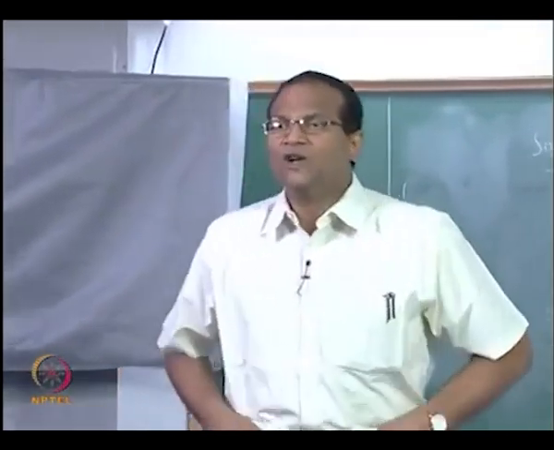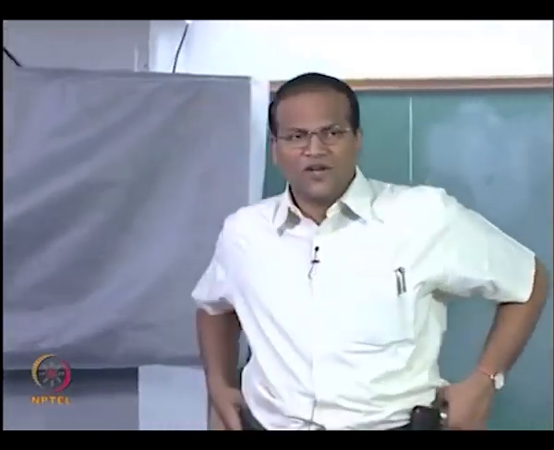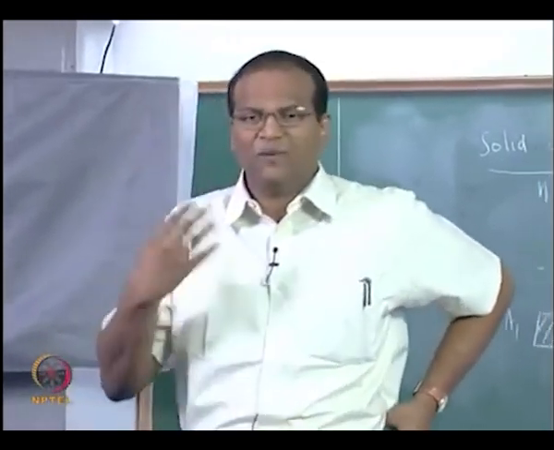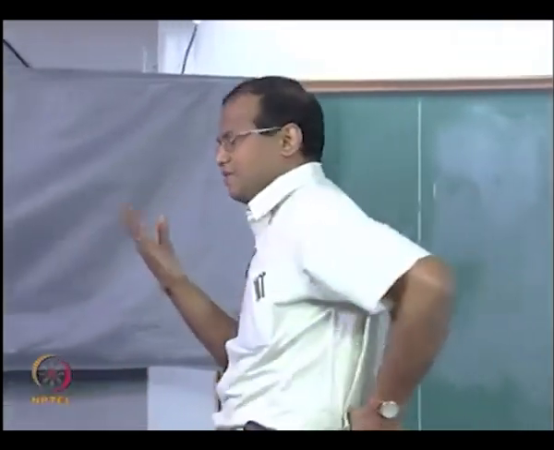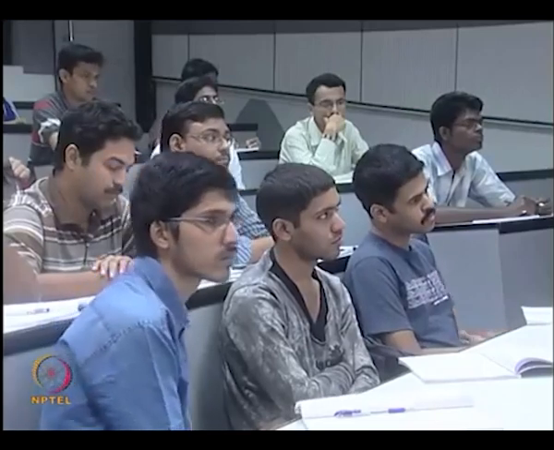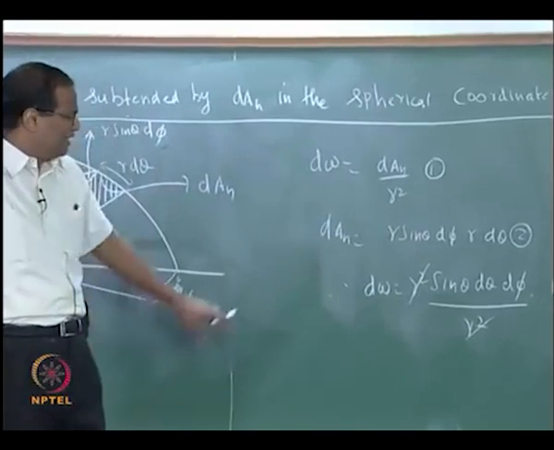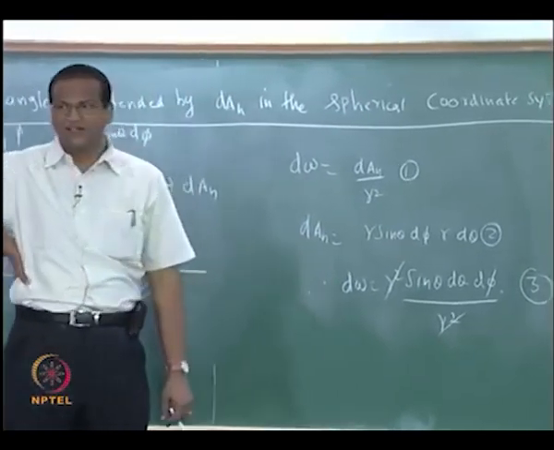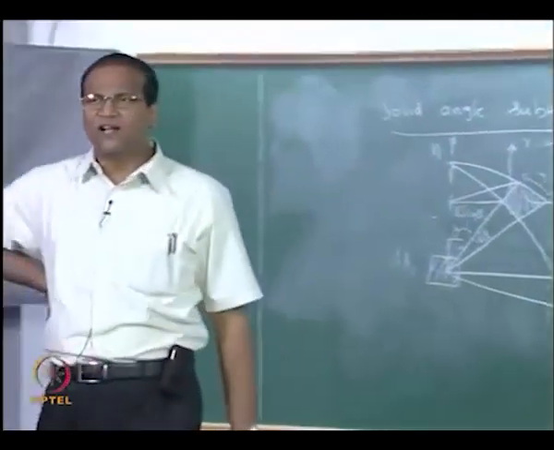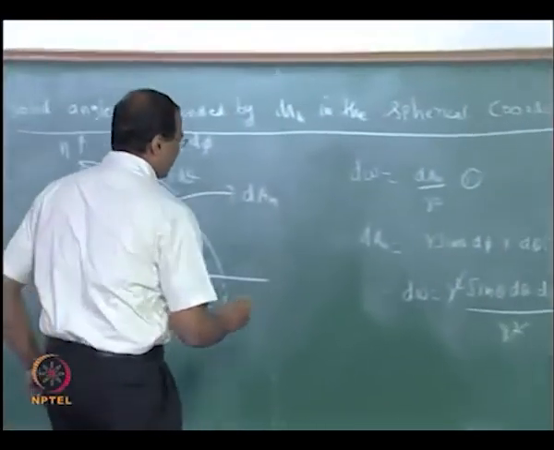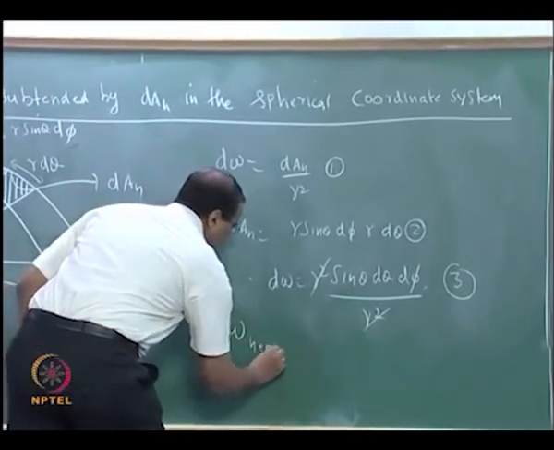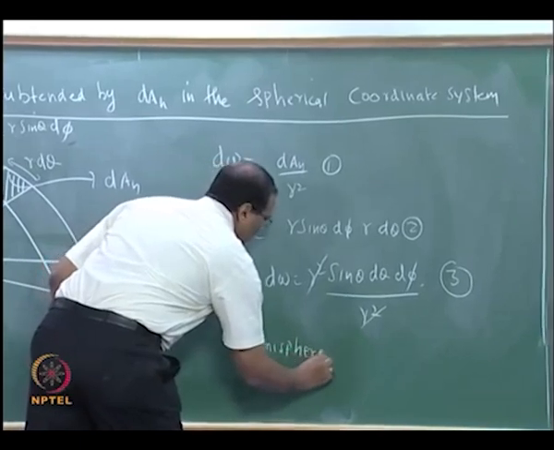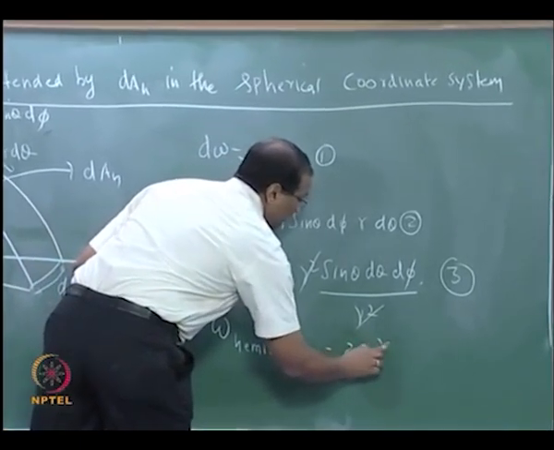In order to do this, not only is the spherical coordinate system useful, the definition of solid angle also becomes imperative, it becomes essential. Just like plane angle is dl by r, the solid angle is dA_n by r squared. Under the spherical coordinate system we just broke down dA_n into r sin theta d phi into r d theta, then the d omega became sin theta d theta d phi. r squared and r squared get cancelled and the omega for a hemisphere became 2 pi steradian.